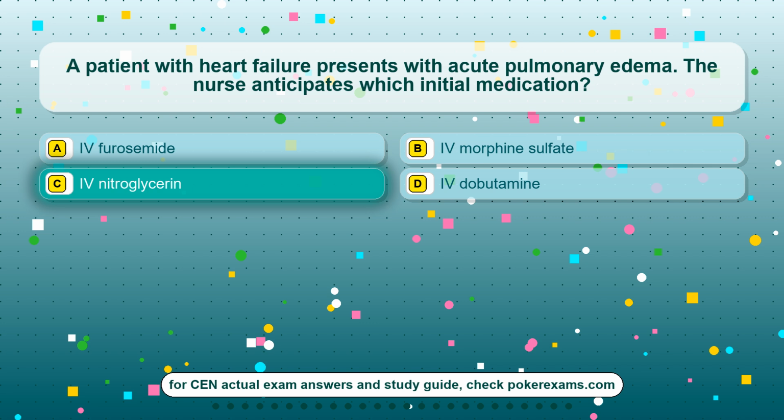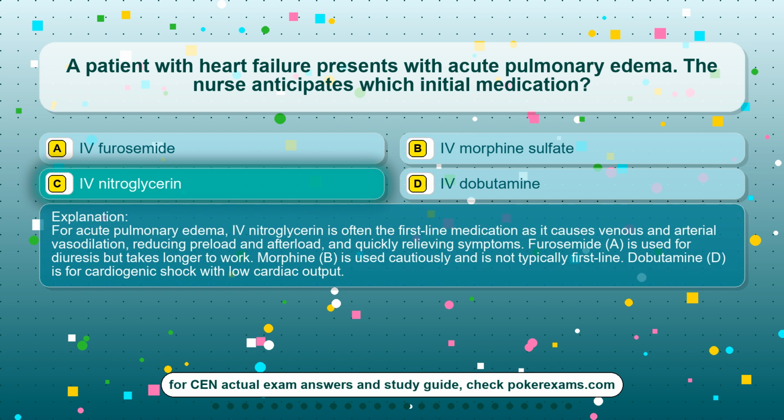The correct answer is option C, nitroglycerin. For acute pulmonary edema, nitroglycerin is often the first line medication as it causes venous and arterial vasodilation, reducing preload and afterload, and quickly relieving symptoms. Furosemide, A, is used for diuresis but takes longer to work. Morphine, B, is used cautiously and is not typically first line. Dobutamine, D, is for cardiogenic shock with low cardiac output.